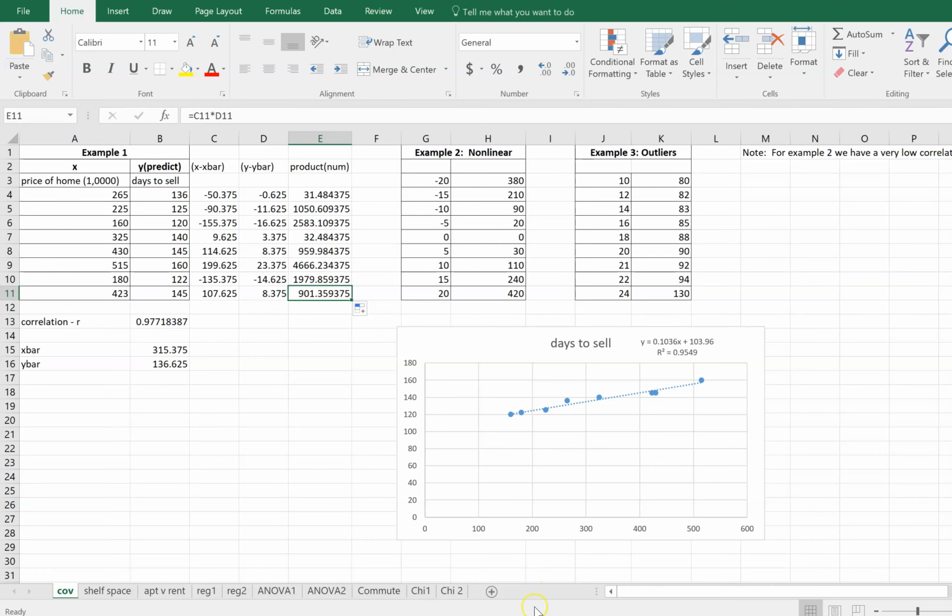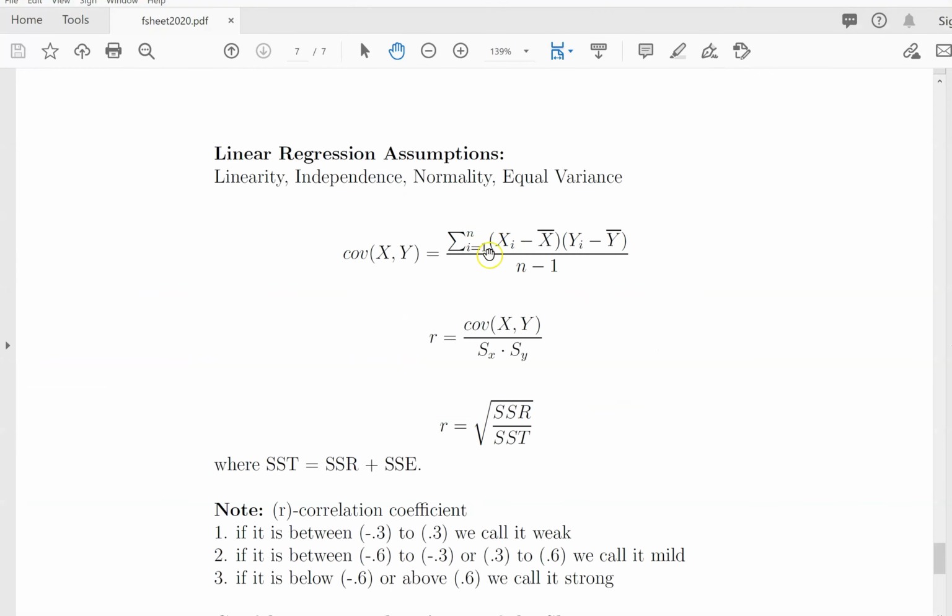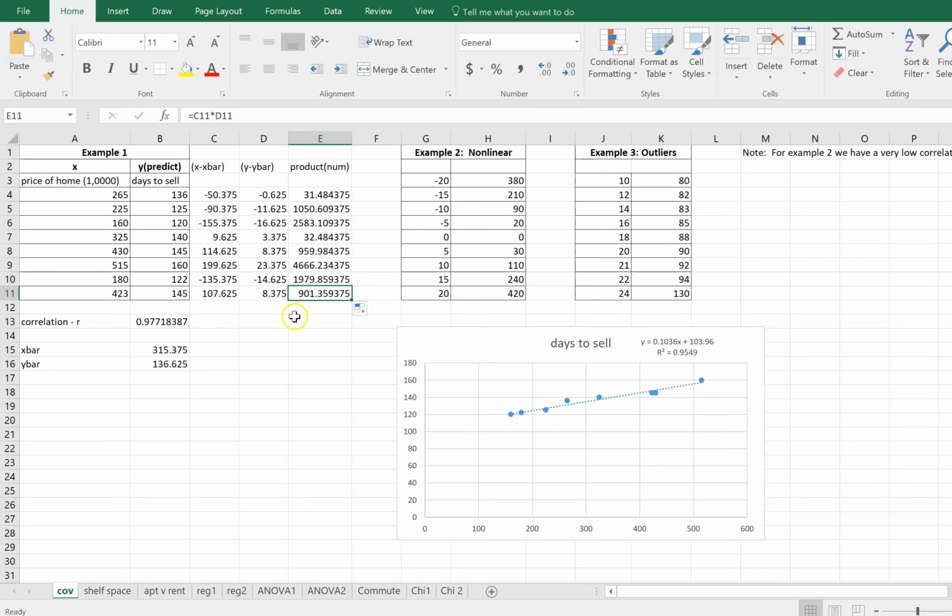Now, recall the formula. You take x minus x bar, y minus y bar, product. We did that. Now I've got to add them up. I know how to add. We know how to sum, right, guys? That was awesome. We need to sum this up.